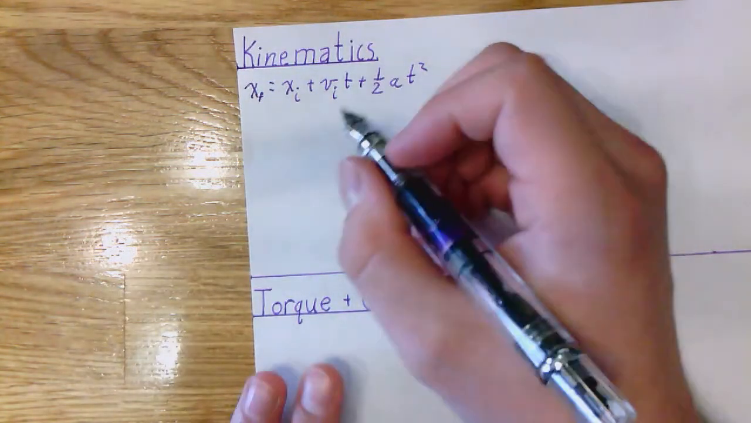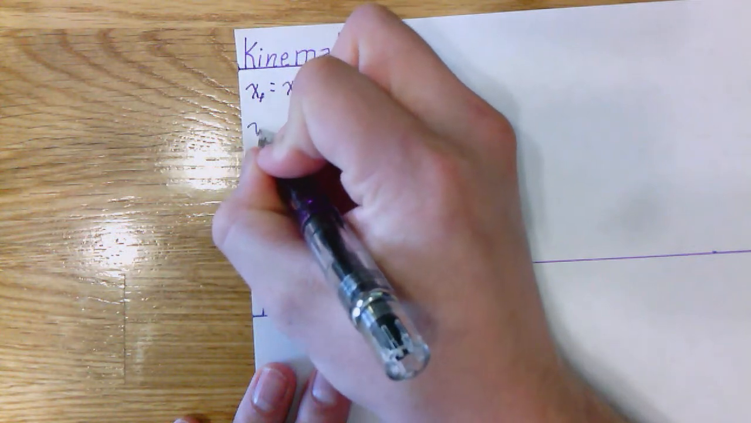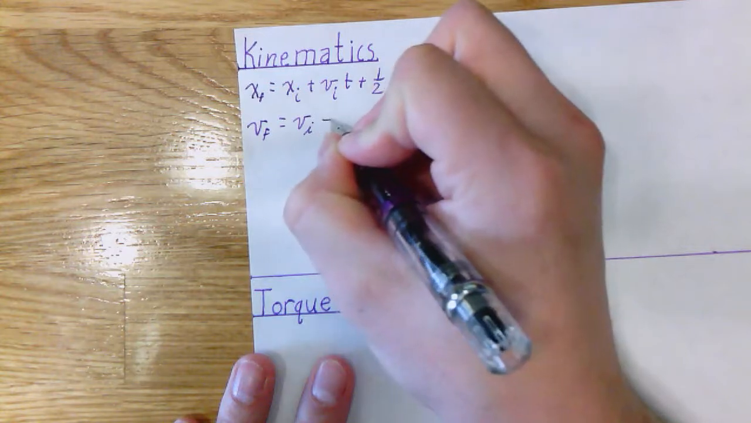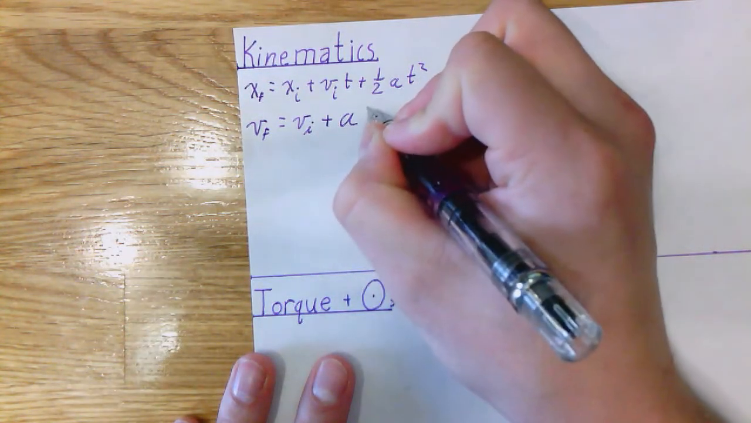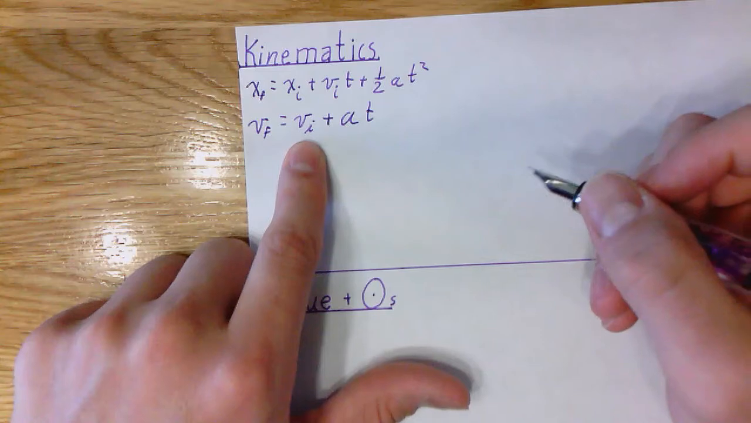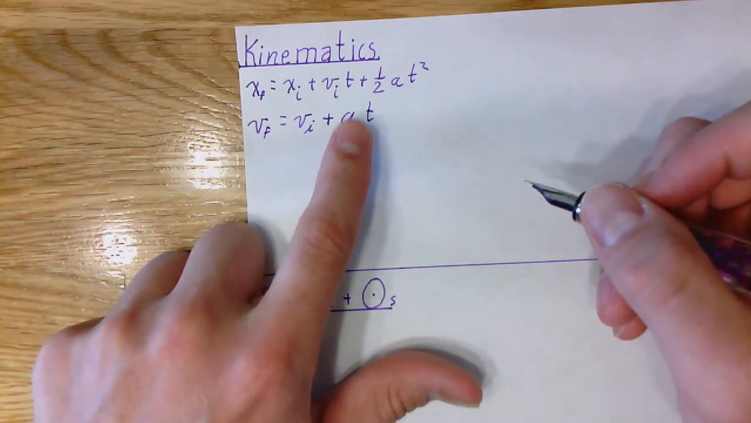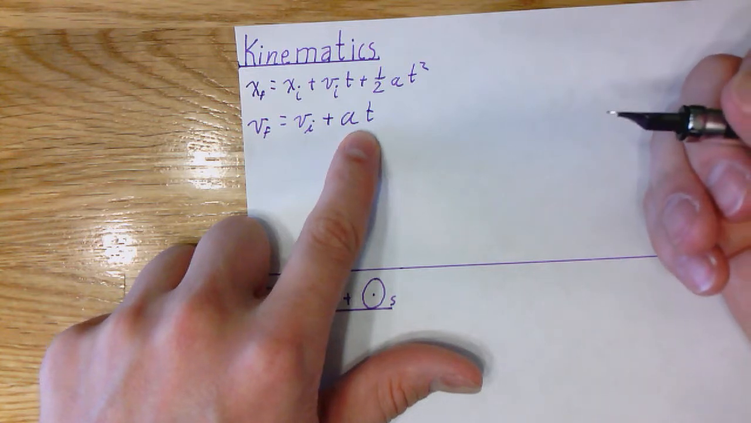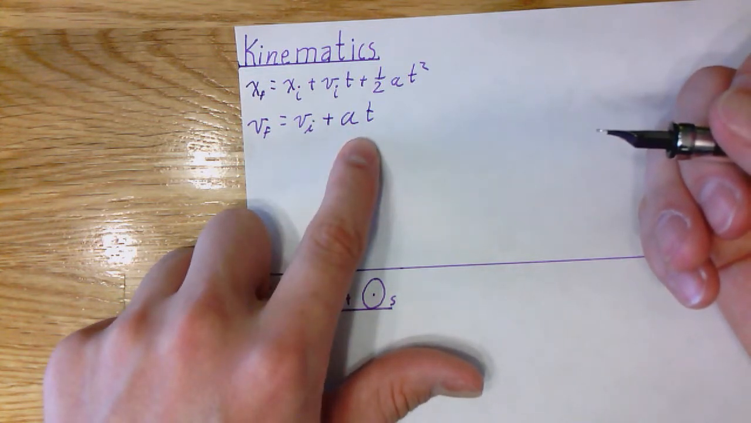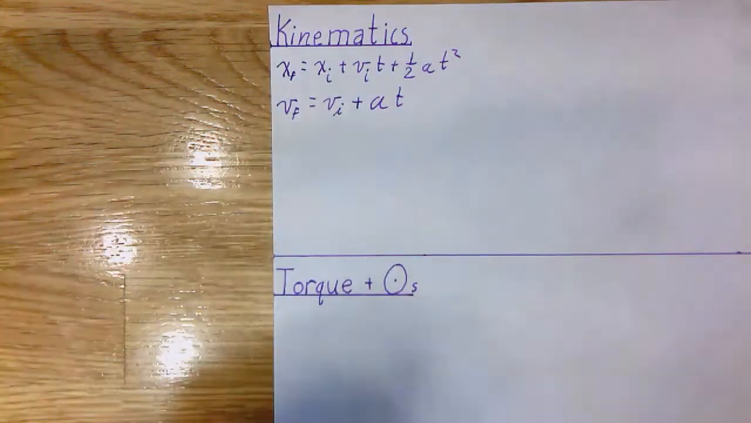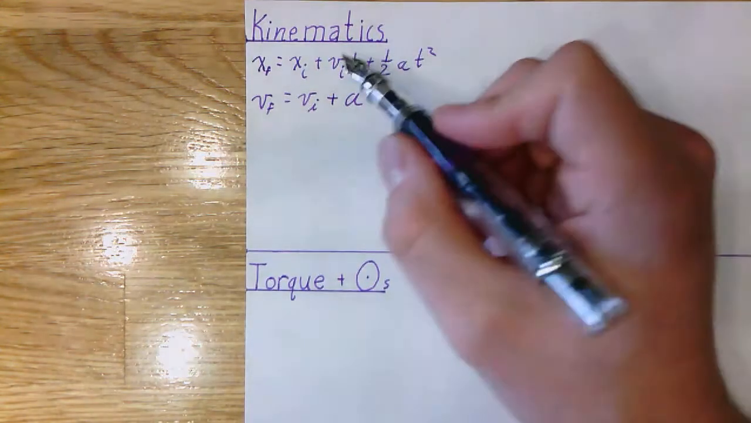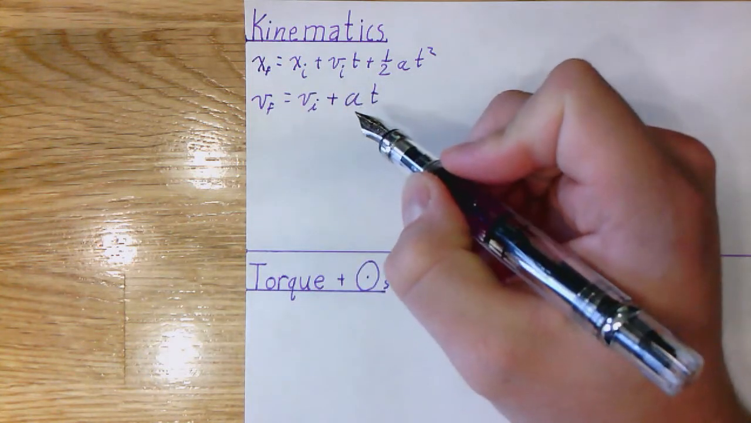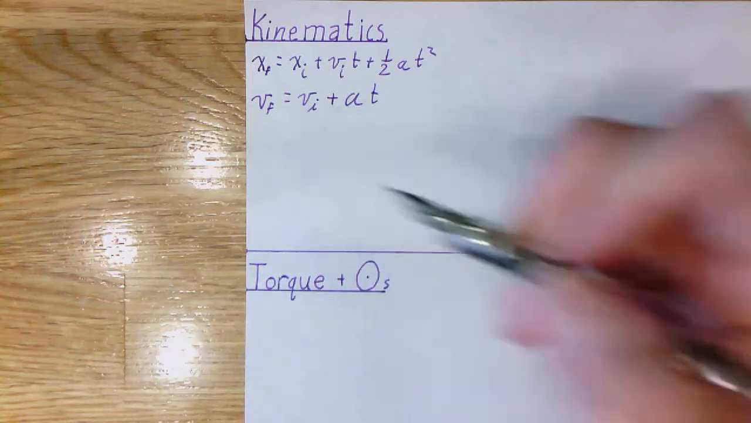Okay, then we need our velocity equation. So our final velocity is equal to our initial velocity plus our acceleration times time. So it's how fast we were going plus how much we speed up per second times the number of seconds we speed up for, right? So it's how fast we were going plus how much we sped up. That's how fast we're going now. Okay. Remember, velocity is the rate of change of position, and then acceleration is the rate of change of velocity.